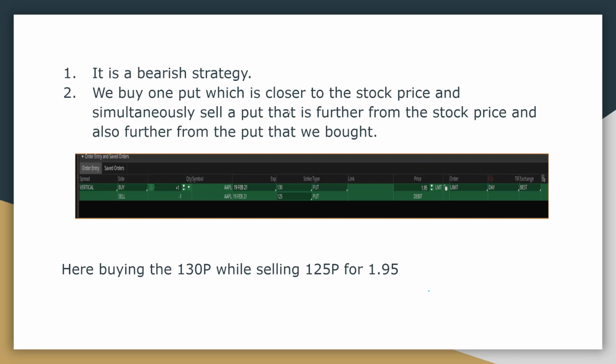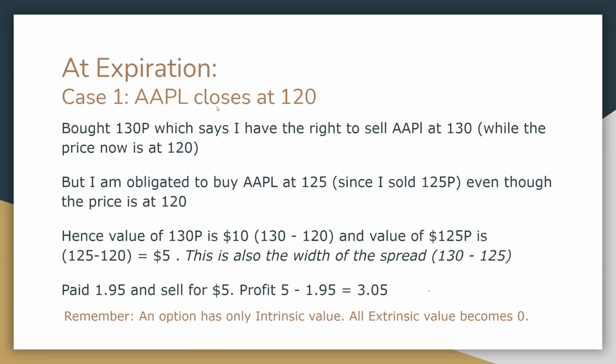Currently Apple is at 131.96. So you buy a 130 put while simultaneously selling a 125 put, for a net $1.95. The width of the spread: you buy 130, sell 125, so the width is 130 minus 125, which is $5. For that $5 spread, you are paying $1.95. Now, what happens at expiration?